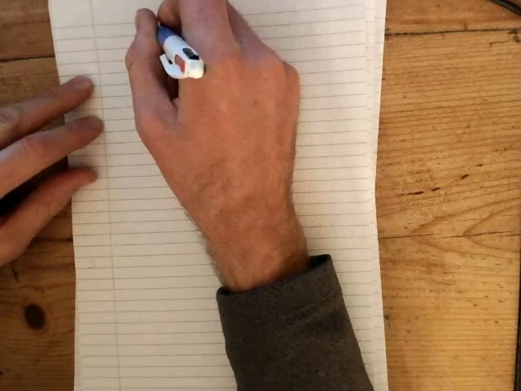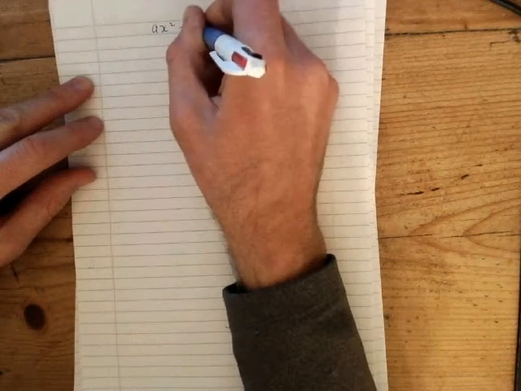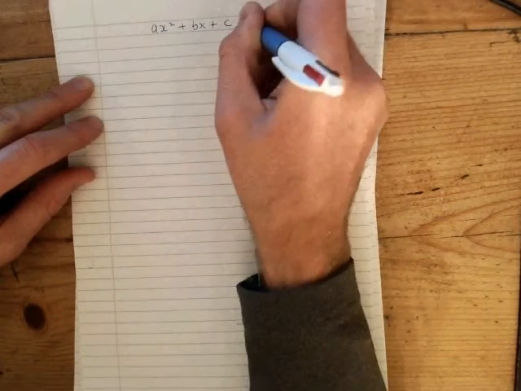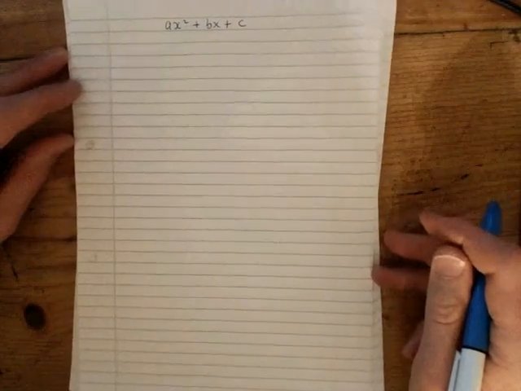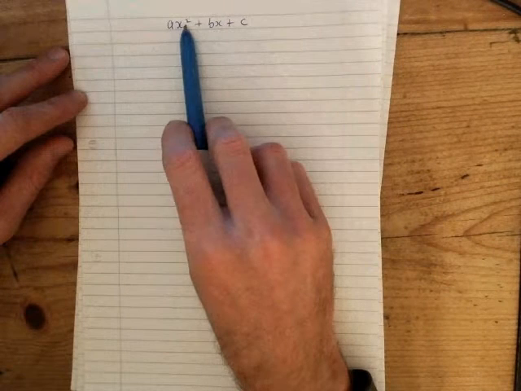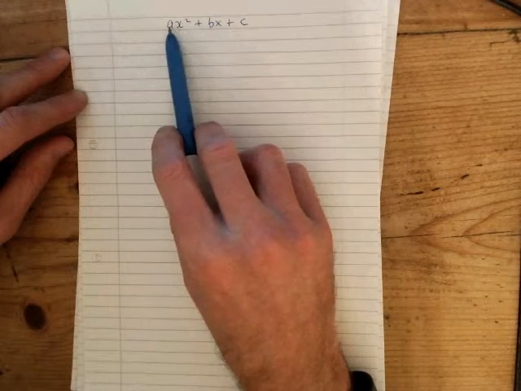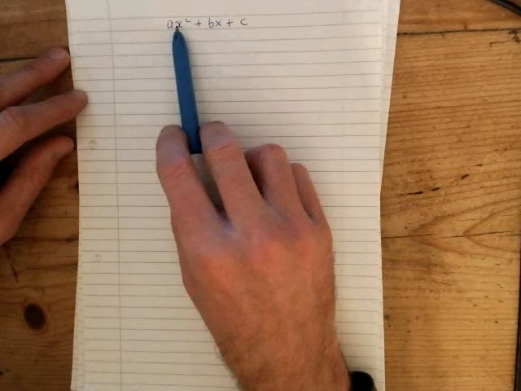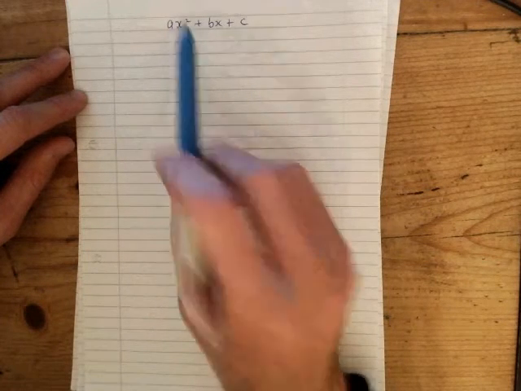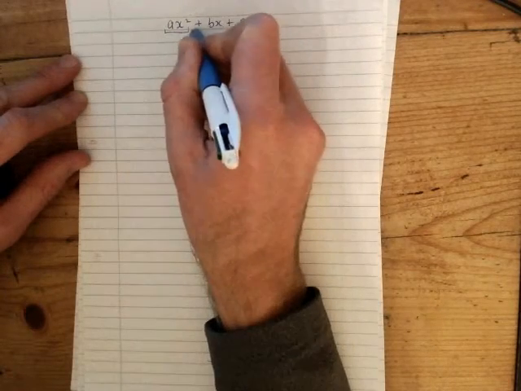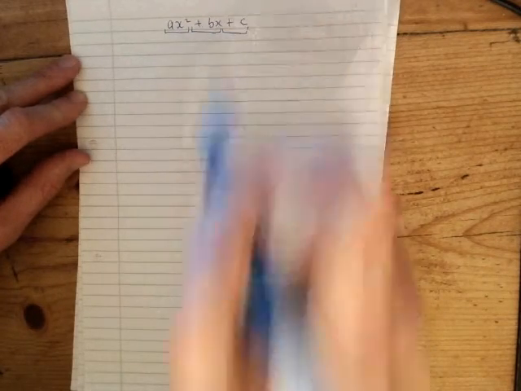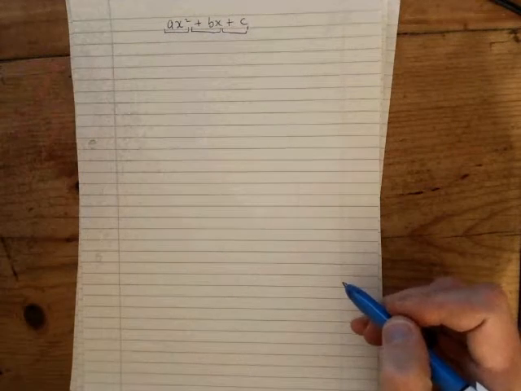Okay, this evening we're going to look at quadratic trinomials. A quadratic trinomial is an equation in the form ax² + bx + c. The highest power is squared, so that makes it a quadratic. And what makes it a trinomial is that it has three terms: 1, 2, 3. Three terms. This is where the trinomial comes from.